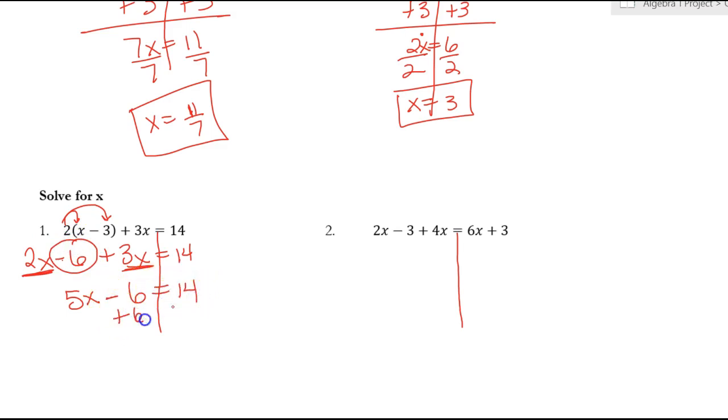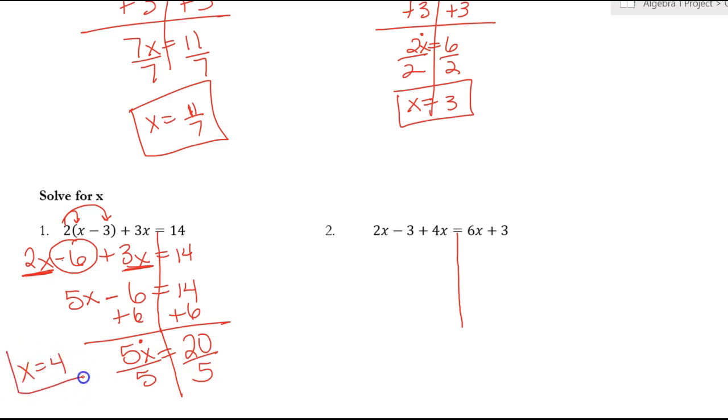And now to get rid of a minus 6, I add 6. And so I get 5x is 20. And again, this is 5 times x, so I divide by 5. So x is 4.